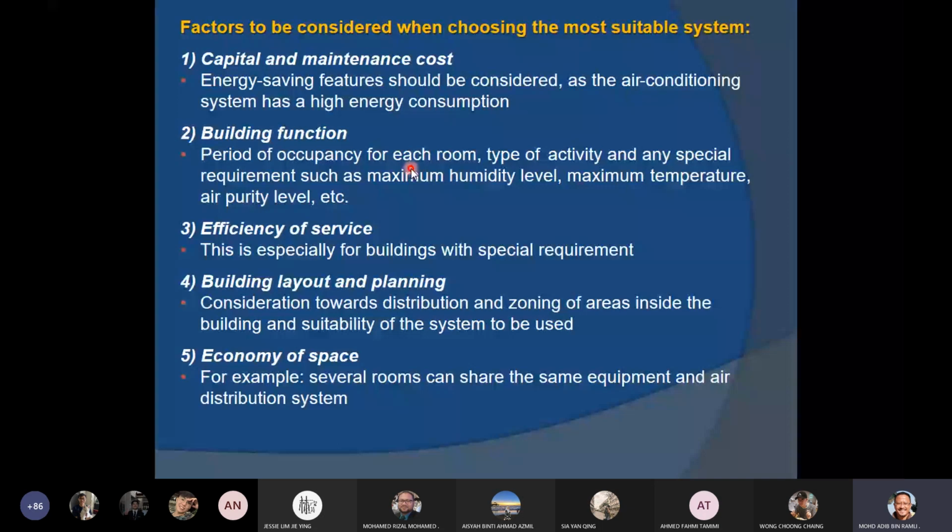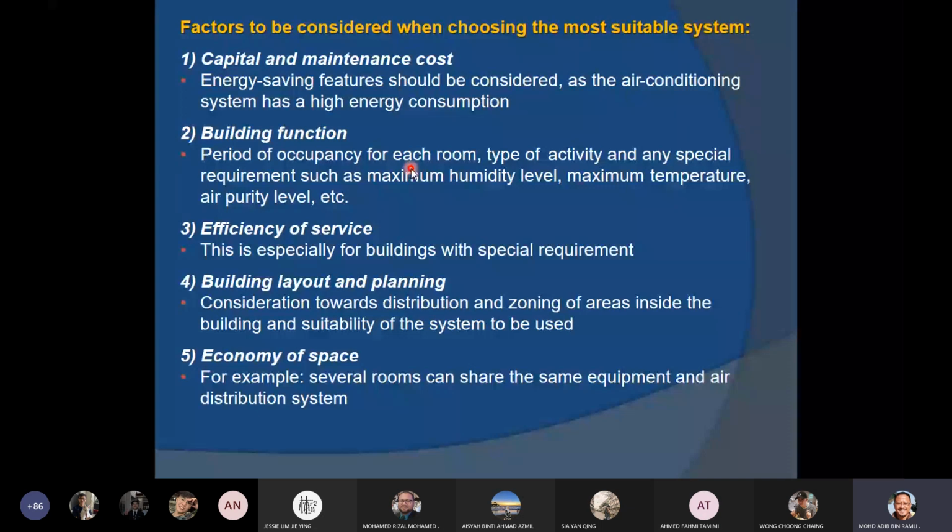Then the second one is building function. The type of system is actually dependent on the function of the building, which includes the period of occupancy for each room, type of activity, and any special requirements such as maximum humidity level, maximum temperature, air purity level, and so on.